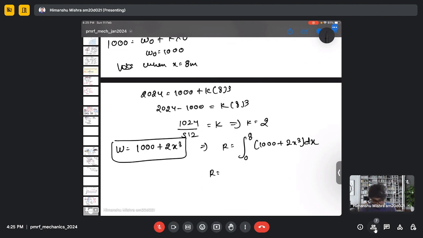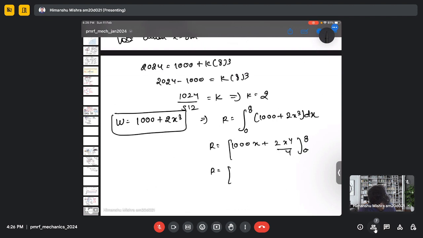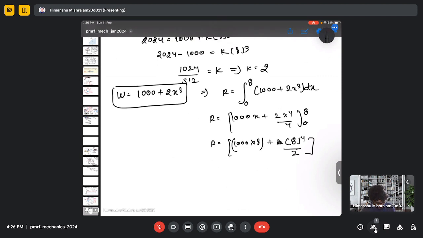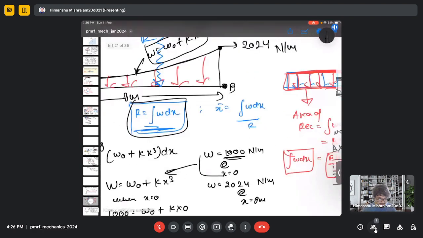So when we integrate it, we will get 1000x plus 2x to the 4 by 4. So here I will get 2 or 8 to the power 4 by 2. So on solving this, we will get R as 10.05 kilonewton. So we have given a force in the Newton. I am writing in the kilonewton.